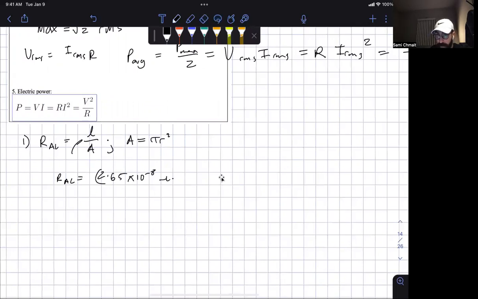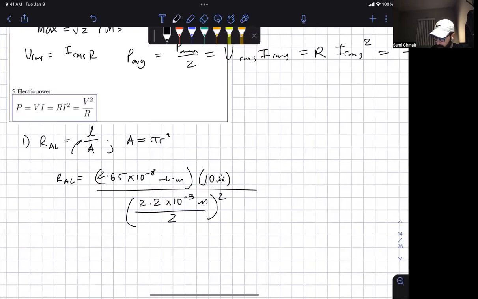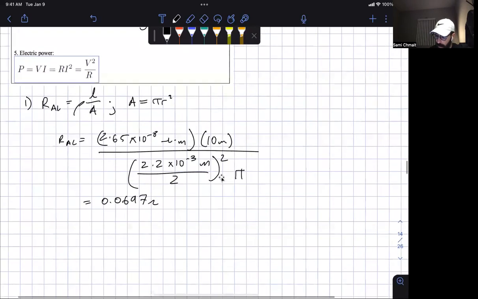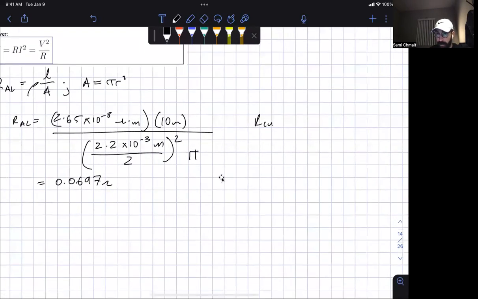I'll do the units and everything on this first go, just to be very clear. Okay, and when you work all that out, what you're going to get is the following. And then we do the same thing for the copper. And, you know, this is kind of old news at this point.